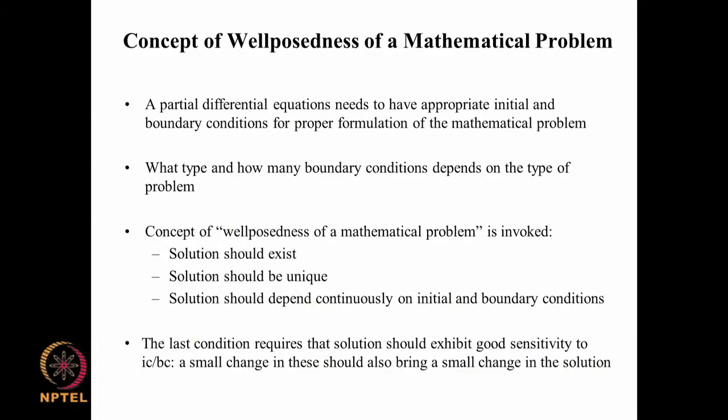Here we need to consider the concept of well-posedness of a mathematical problem to answer the question, and the question is what type of boundary conditions and how many boundary conditions are to be specified to complete the mathematical problem. This depends obviously on the type of problem that we are considering here, and we would like to have as many as is necessary for a well-posed problem and only as much as is necessary for well-posedness of the problem. What do we mean by well-posedness?